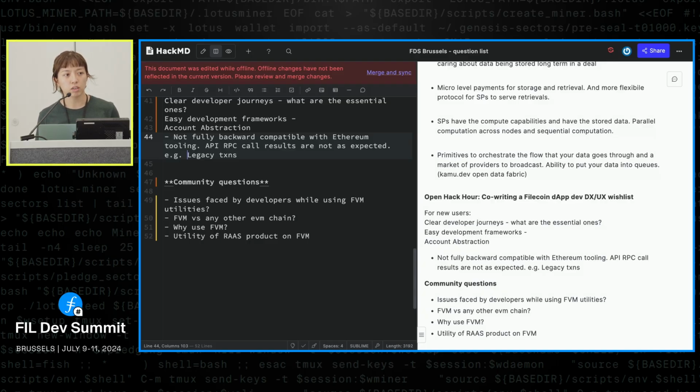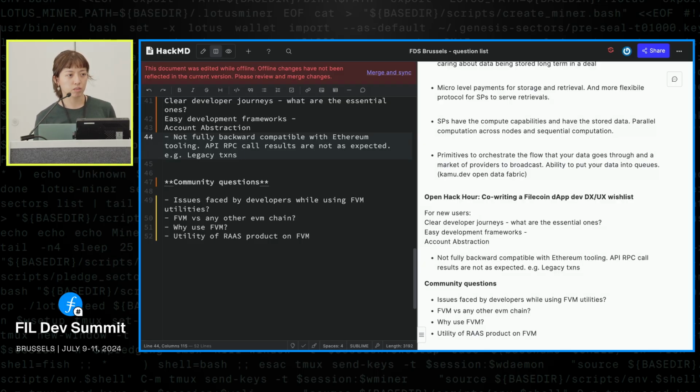Regarding legacy transactions, I think that's resolved now. I think it is. I was saying about the example that we faced some time ago, right? Fair. Yeah. Okay. Any other?